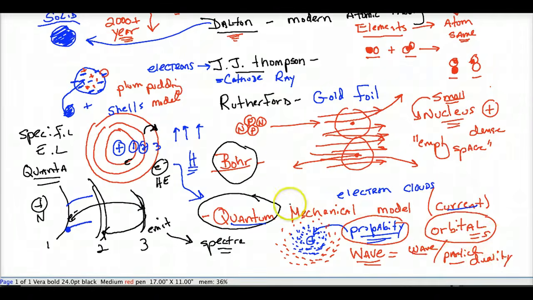And that's our current model. That's the basics you need to know. So probability, orbital, electrons acting as a wave: you know you're dealing with the current model of the atom. Okay, let's continue.